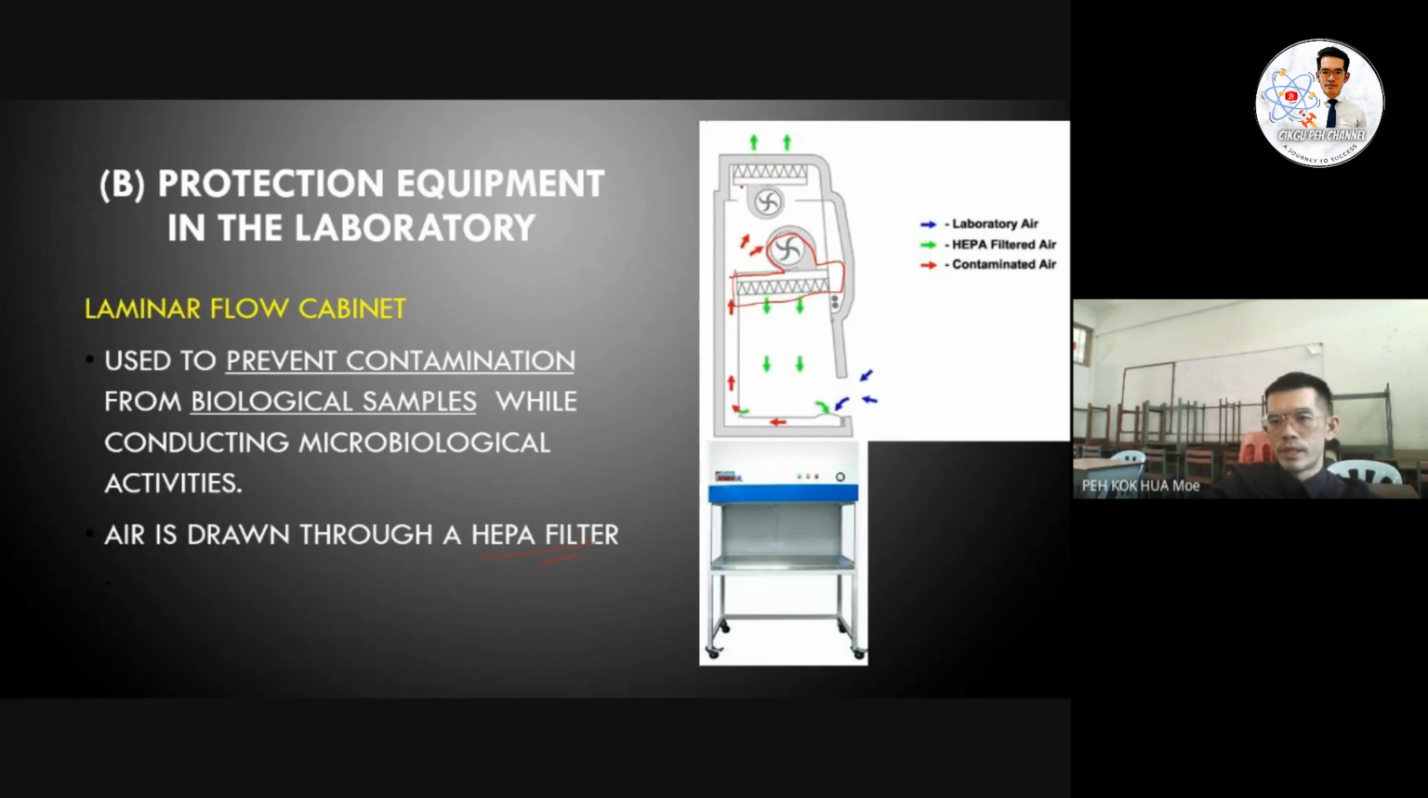the lower part, and we have another upper part. The red arrow represents the contaminated air. That means the air is produced by the chemical or the biological sample as stated here, together with the laboratory air. Both of the airs go through the HEPA filter and then come out as clean air, shown by the green arrow.